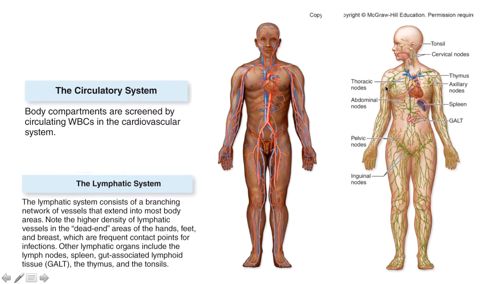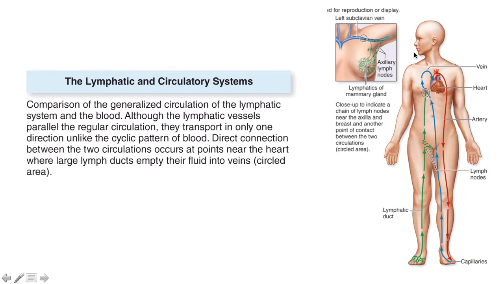So the arms will drain here to the armpit lymph nodes, the legs will drain here to the groin lymph nodes, and we'll also find lymph nodes in other areas like the GALT, the gut-associated lymphoid tissue, the spleen, as well as the mammary glands, and the ones in the throat, including the cervical nodes and the tonsils. So what can we tell you more about the lymphatic and circulatory system? So here again we have the comparison of the movement.